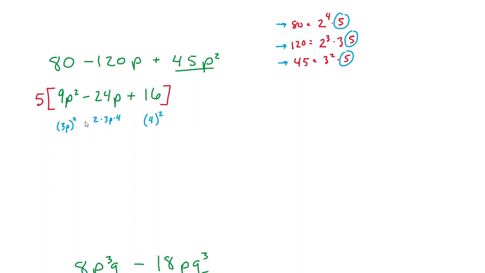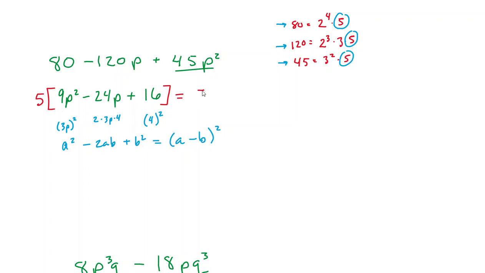Oh, it does work. 24p, so the middle term is 2 times the square root of the first times the square root of the last. So this is going to fit into that formula where we have a squared minus 2ab plus b squared, which is equal to a minus b, squared. If I can see that, then this is going to save me a whole lot of trouble. Let's go ahead and write the answer.